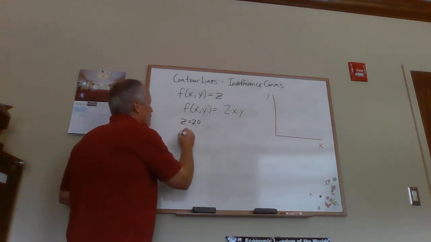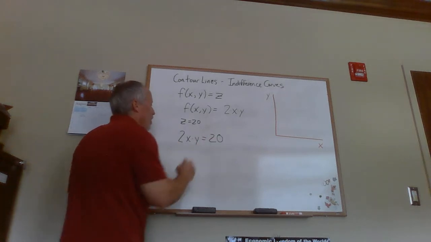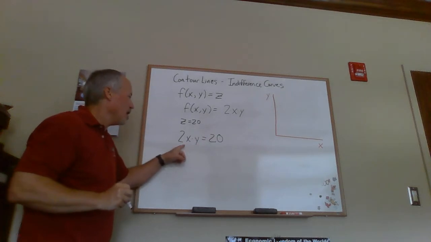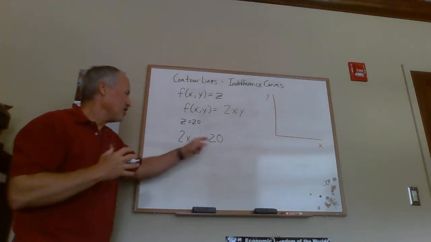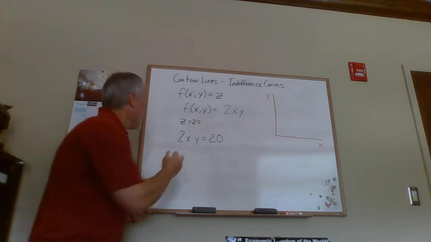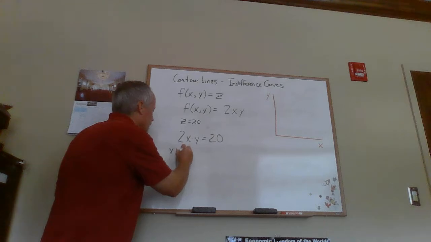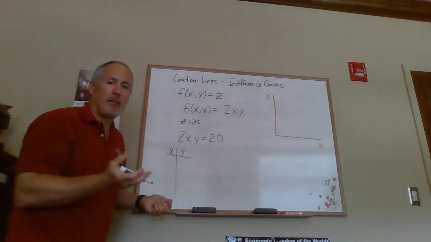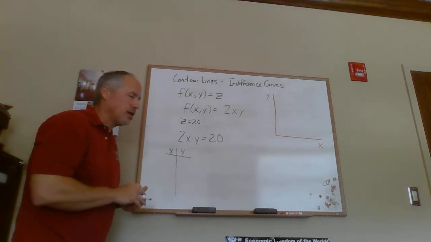And so then we have an equation: 2x times y equals 20. We want to find all the different values of x and y that would make this function have a value of exactly 20. What we're going to do is write some numbers down here, and then we'll graph them over here.